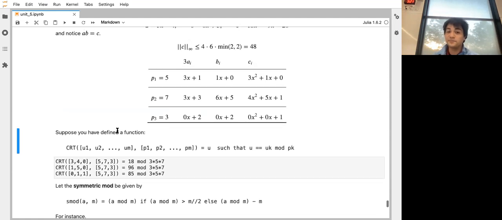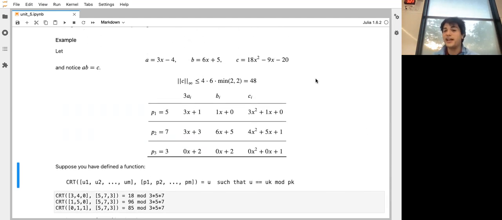So let's look at this table again and think of what this means. I'm searching for this product CI. What do I know about CI? I know that its leading coefficient is 3 mod 5, 4 mod 7, and 0 mod 3. Well, that means I can use CRT to construct what the leading coefficient would be of CI mod 3 times 5 times 7. Does that make sense? Because that's critical to how this algorithm is working. So I'll say that again.